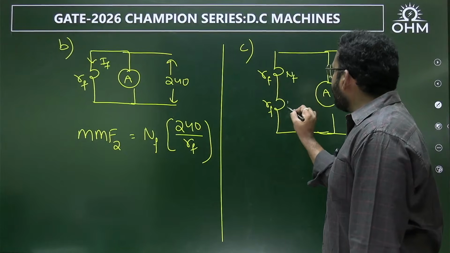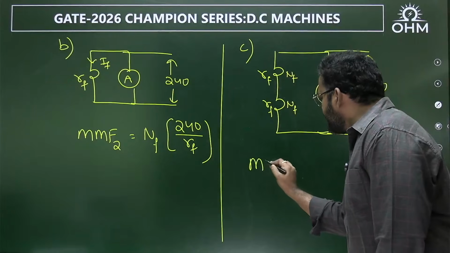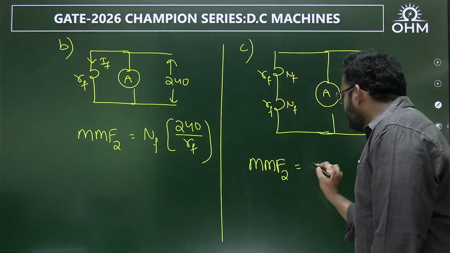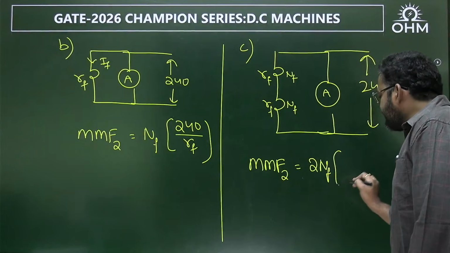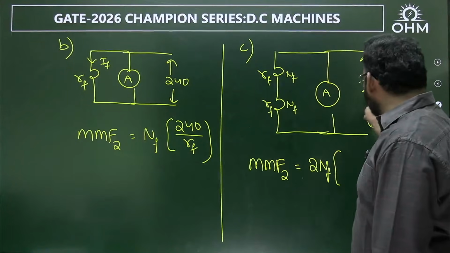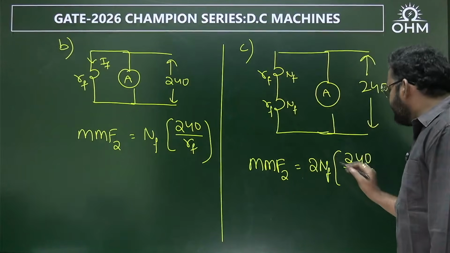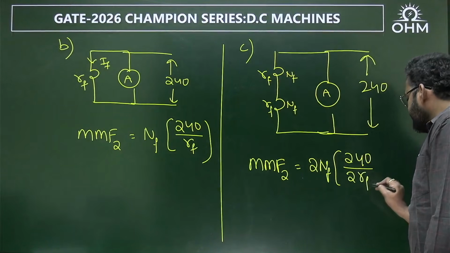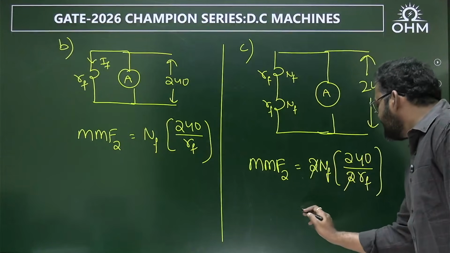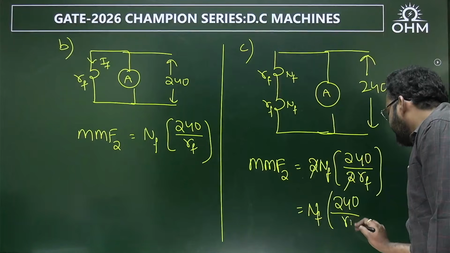Both are having a number of turns NF. What is NF plus NF? Is it not 2 NF? Therefore, what is the MMF in the second case now? Number of turns are 2 NF. What is the current? Current is equal to voltage by resistance only. What is the voltage? 240, by what is the resistance? RF plus RF. Is it not 2 RF? Now 2 will cancel. I am getting NF into 240 by RF.